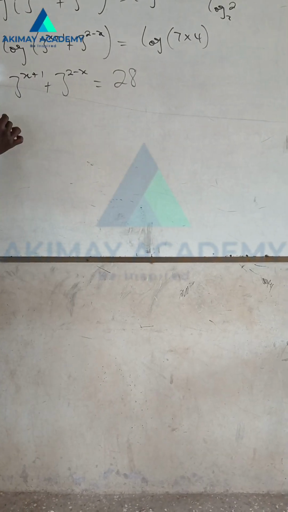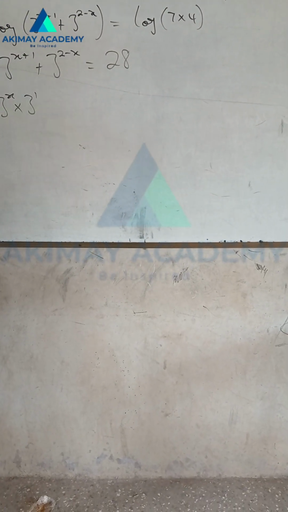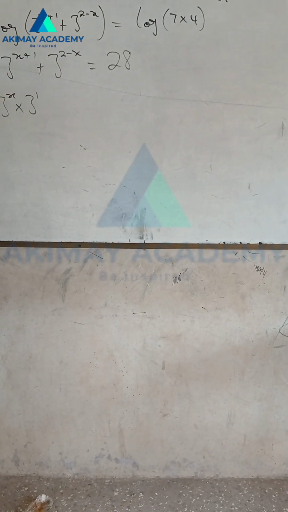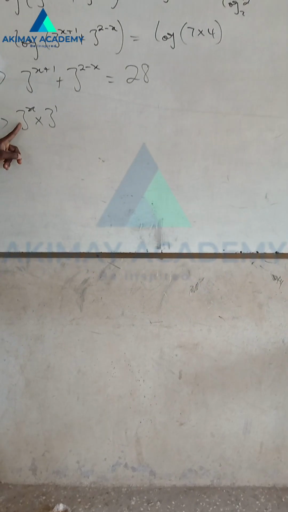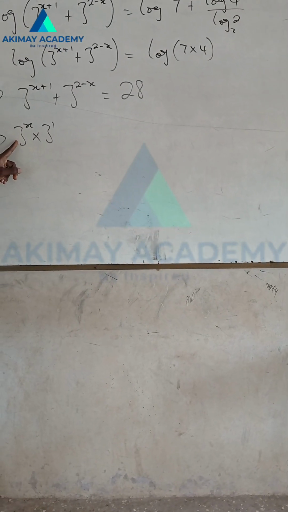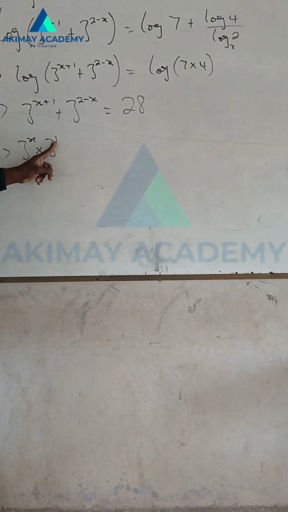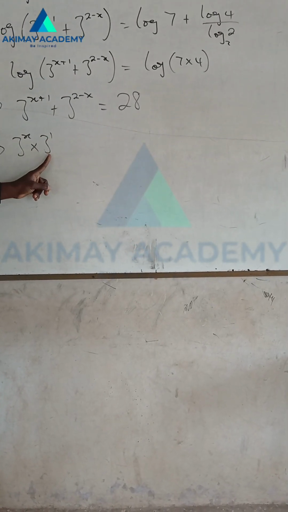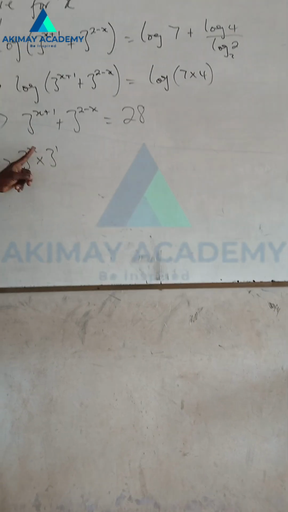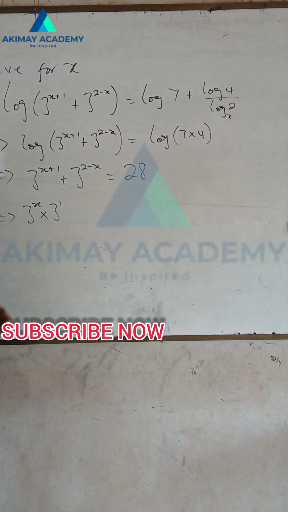Because we know that 3 exponent x times 3 exponent 1 will give us 3 exponent x plus 1. I hope you can see that. So the law of indices says that 3 exponent x times 3 exponent 1, here the bases are the same. So when the bases are the same, take one of the base, then we add the exponents. So that's what we have here.